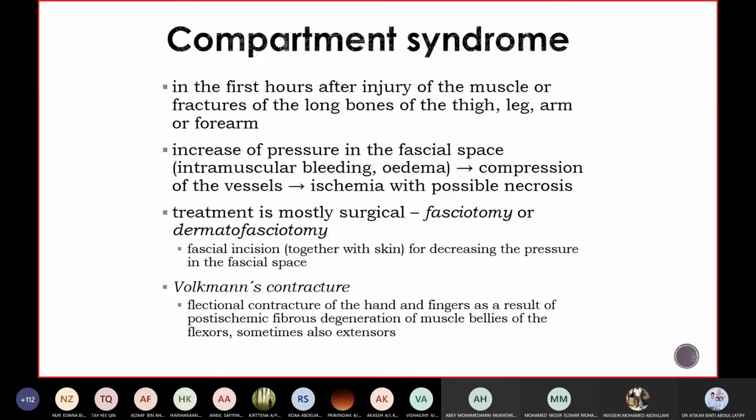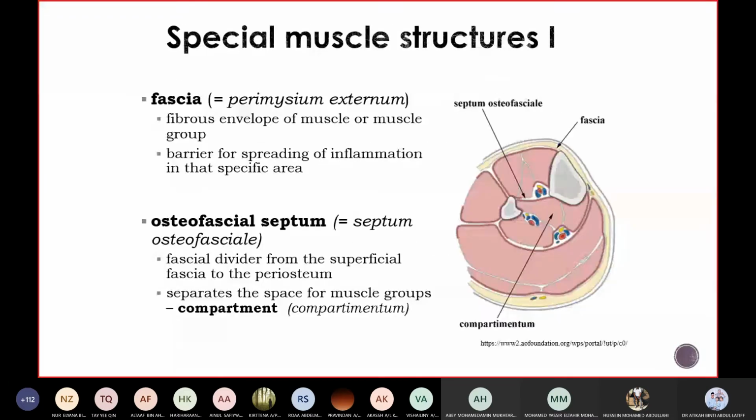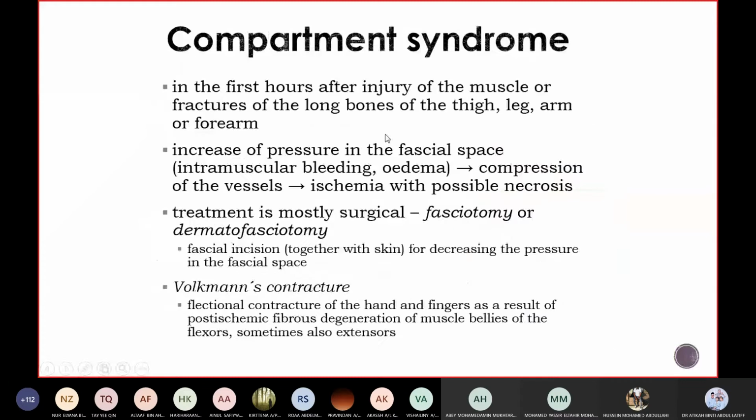Just understand that if you relate the anatomy, they have this osteofascial fascia and the fascia outside, and because of this the fascia has these structures inside. So if there is leakage of blood inside this area, you can get injury or compression of the vessels, causing ischemia. This is just to relate the anatomy with the disease.